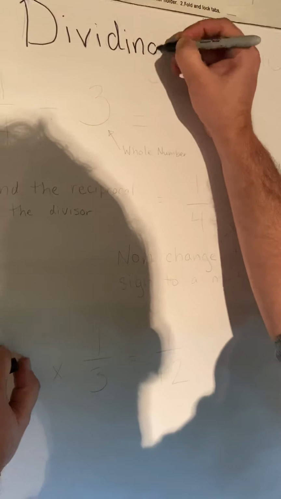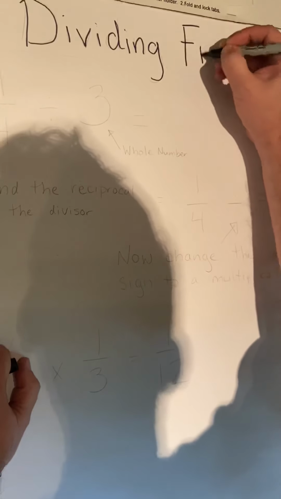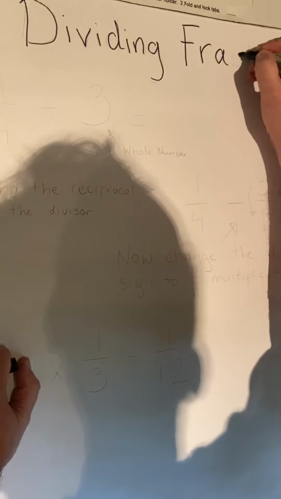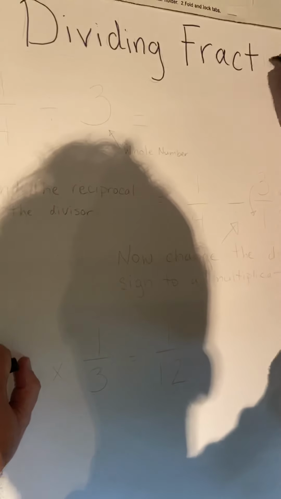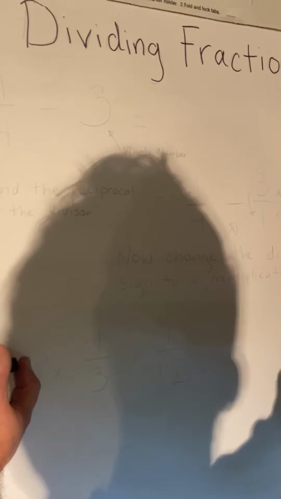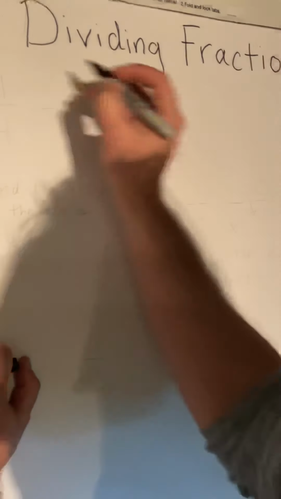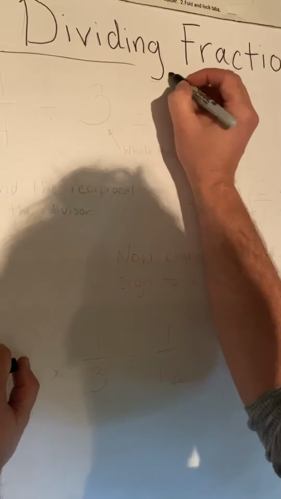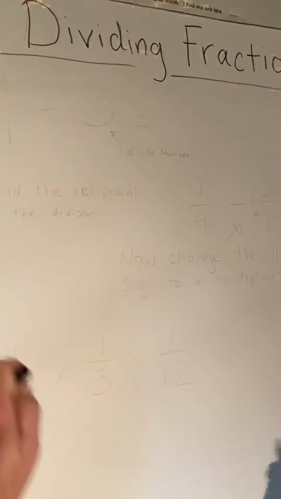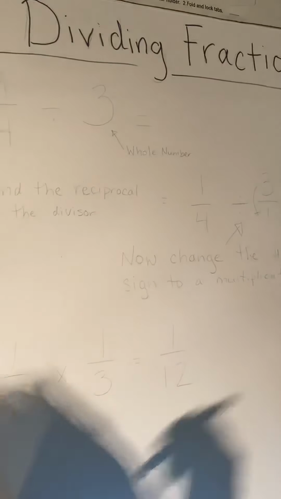It's also important to remember that fractions are like little division problems in themselves. So you can always divide the numerator, which is the top number of the fraction, by the denominator, which is the bottom number, to get a decimal answer, which is equivalent to the fraction. But we're going to be working on dividing one fraction.